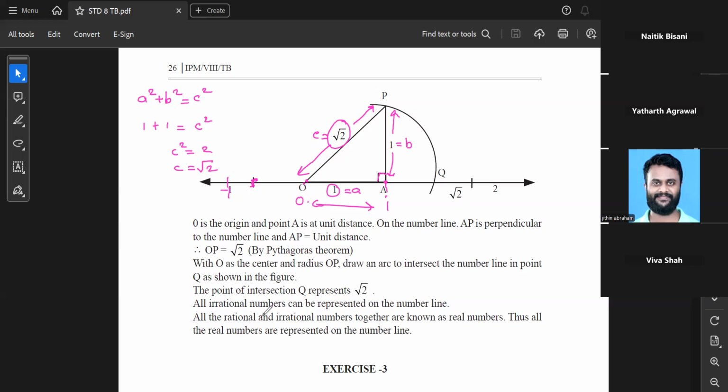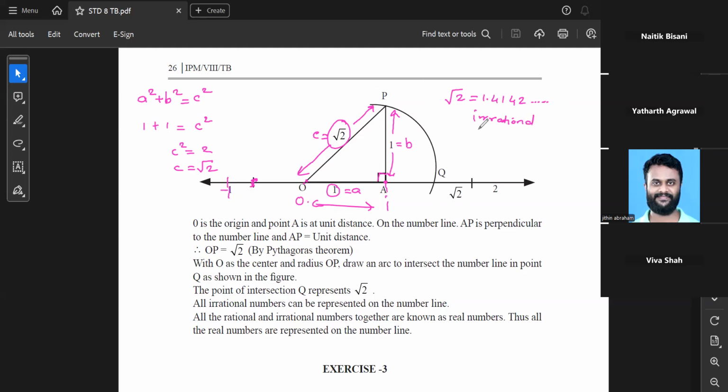Anyway, logically speaking, root 2's value. We have already discussed the value of root 2. When we try to find the value of root 2 by division method, we found that root 2's value was 1.4142 and so on. It was proceeding further, and it is called an irrational number.